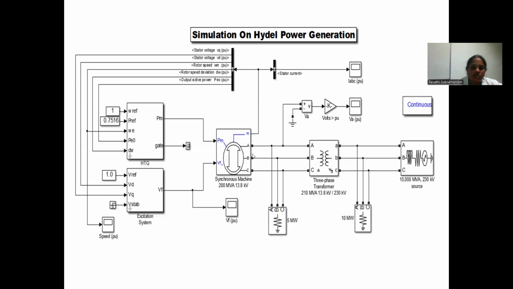So the synchronous machine rotates based on the gate. Here we can give when the turbine gate has to open, and when the turbine gate has to be closed. Based on that, the synchronous machine will rotate, and the output of the synchronous machine is stepped up or stepped down by using a three-phase transformer, and finally it is given to the load. So this is a simple simulation diagram of a Hydel power generation system.